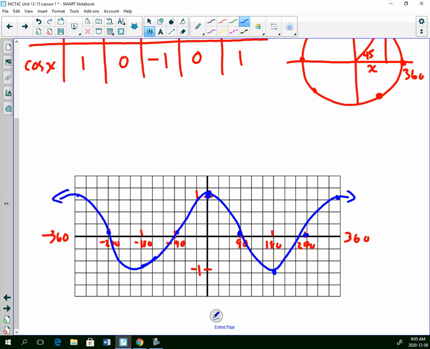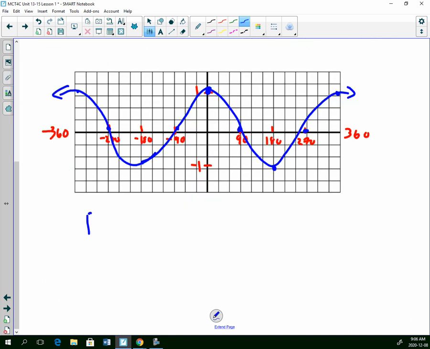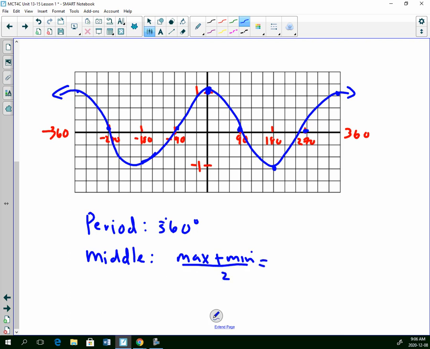So it is exactly like sine, except it's shifted to the left 90 degrees. So it also has a period of 360, right? That's once around the circle. It also has a middle position at 0. It has the same top and the same bottom, right? The same maximum and minimum value. And it also has the same amplitude.